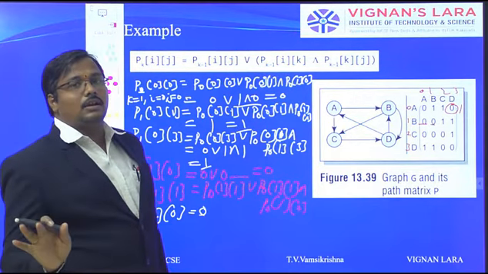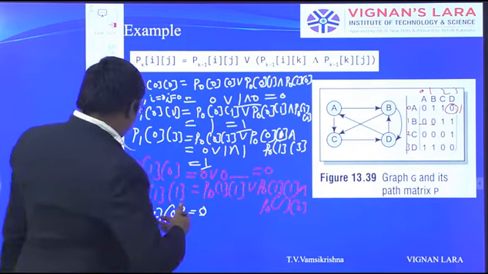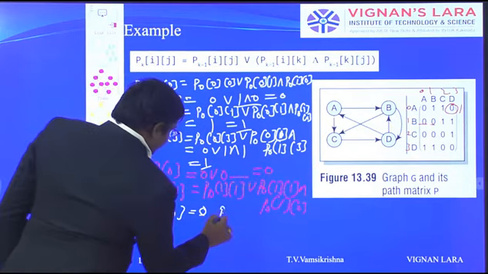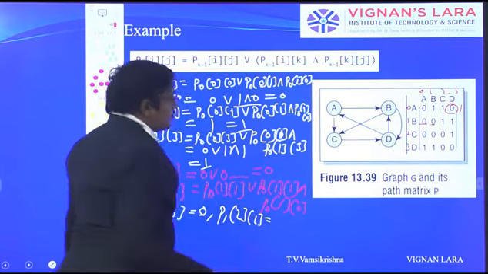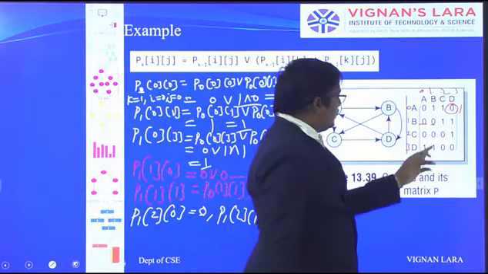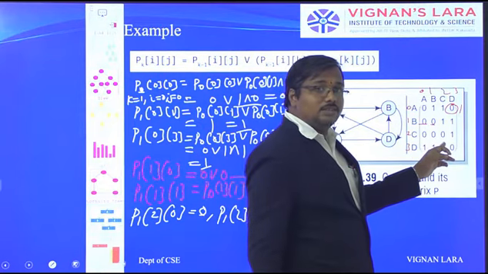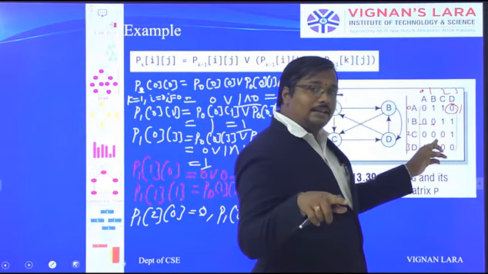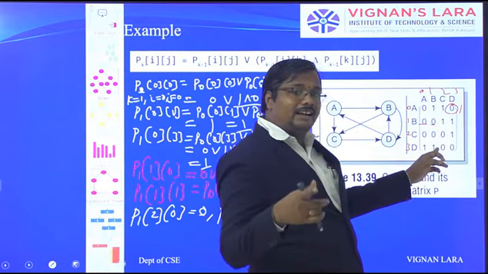Just so you understand the logic, without substituting into the formula, you can directly write it out. Okay. Next, again we are calculating P1 of 2, 1. In case of P1 of 2, 1, 2, 1 is already 0, which means there is no direct edge. We are calculating whether an indirect edge is there or not, or whether there is any indirect path.